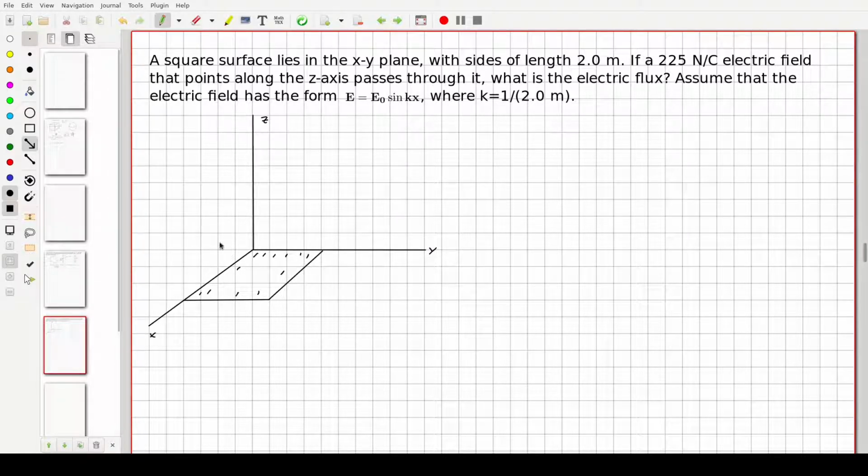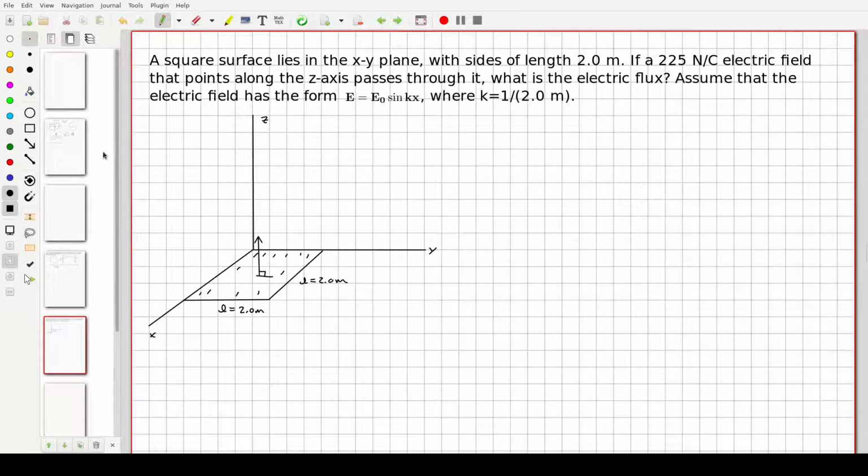And this right here is the direction of out. Whoops, let me fix that. This is the direction of out from my surface right here. So it's right up the z-axis. Okay, so this has a length of 2.0 meters. This has a length of 2.0 meters. And I have this electric field that has a magnitude of 225 newtons per coulomb at the surface, but it has this form right here.